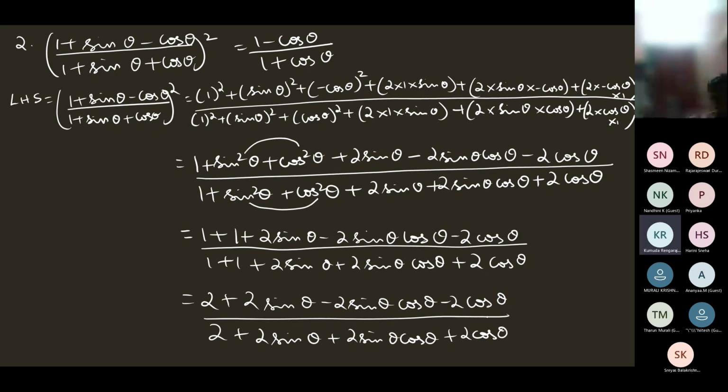Now what will be the next step, children? It's okay if you have not written in your book. What will be the next step? Tell me, quick. Common 2. Very good, Taran Murali. Taking 2 as the common factor. The 2 is common in both the numerator and the denominator.